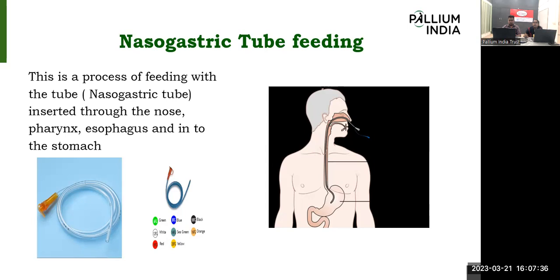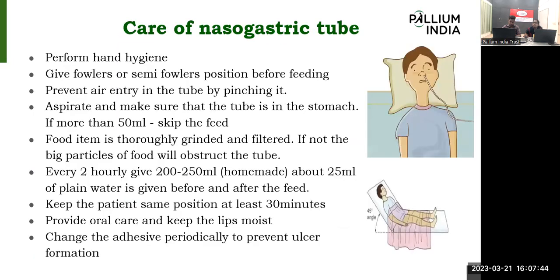Here we all know what a nasogastric tube is, and how we can give a nasogastric tube feeding. But the caregiver doesn't know how to give a nasogastric tube feed. So you have to demonstrate well and train well. These are the important points they have to keep in mind while they give a nasogastric tube feed. Always they have to give semi-Fowler's position before feeding.